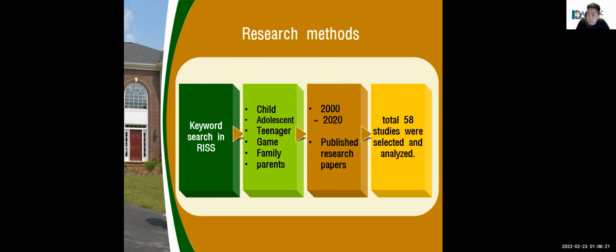This is the research method. The first stage is keyword search in RISS. We selected these 6 keywords: child, adolescents, teenager, game, family, and parents. We tried to find academic study papers through the list by using these 6 keywords. The period of the published research papers is from 2000 to 2020, and a total of 58 studies were selected and analyzed in this study.